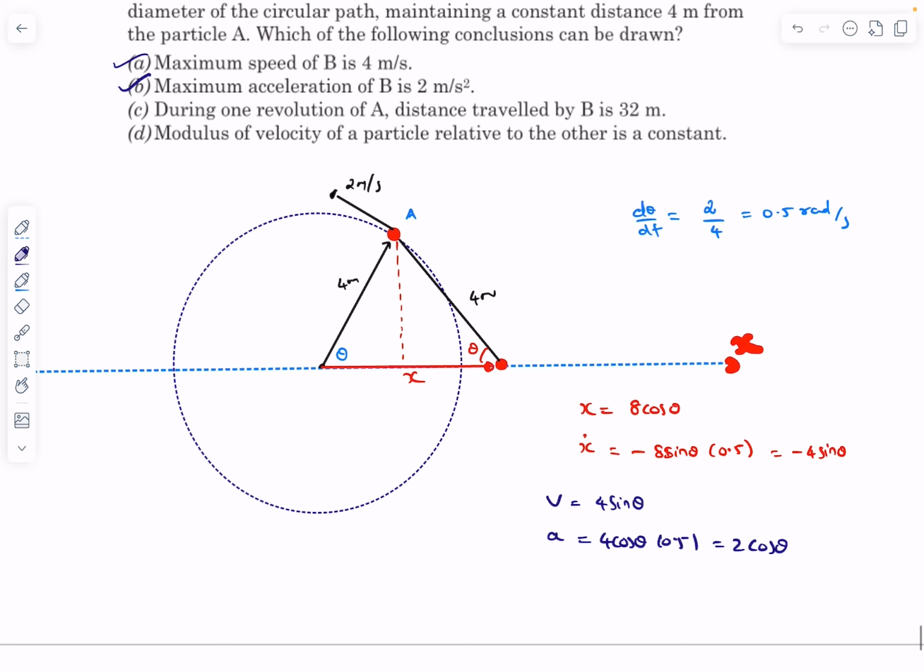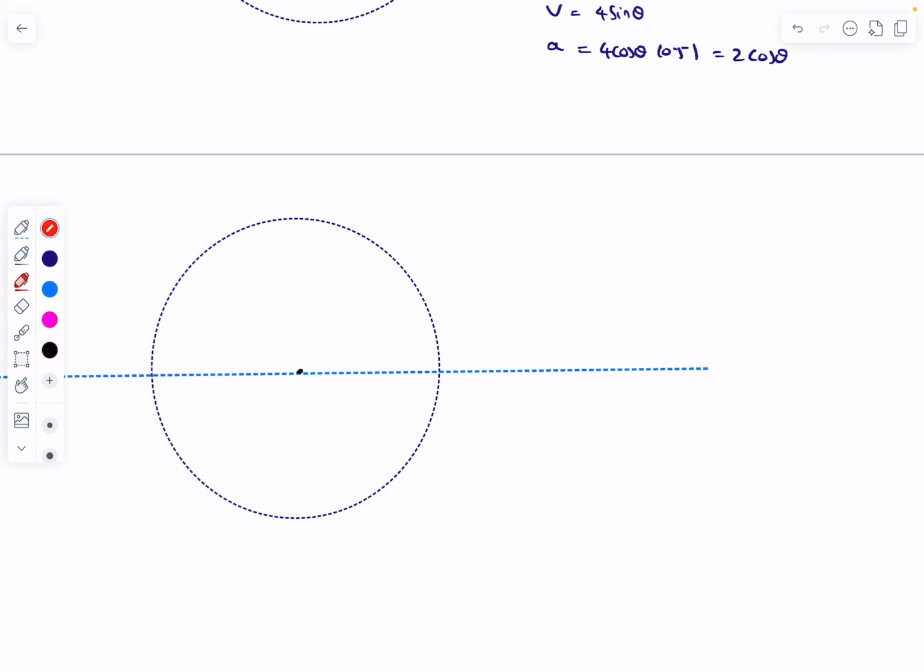Now they're saying during one revolution of A, the distance traveled by B is 32 meters. Okay, so for this question, let's say the particle A starts from this particular point. And obviously if the particle A is over here, then the second particle will be somewhere over here, such that this distance is 4 meters, right? Now as the particle continues to move in the circle, what happens when it reaches the topmost point? When it reaches the topmost point, the other particle will have to reach the center of the circle, right?